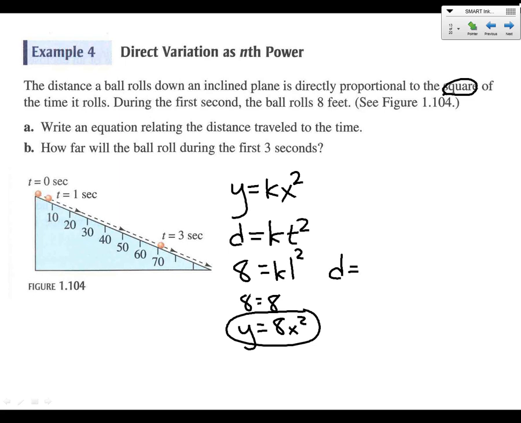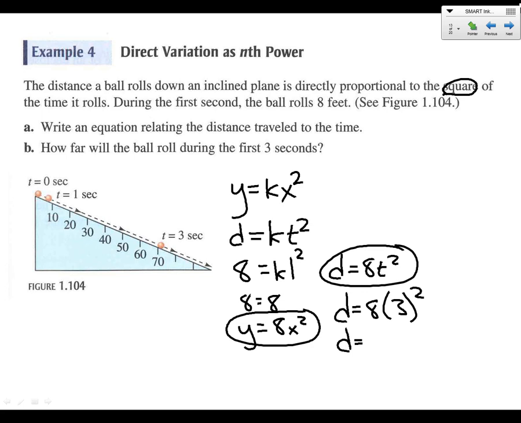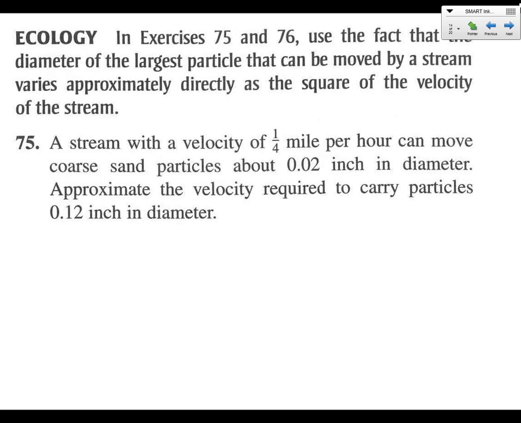We should be using d and t. 8t squared is our formula. Let's go ahead and plug in 3 for t. 3 squared is 9. 8 times 9 is 72. If we let that ball roll for 3 seconds, it's going to end up down here at 72 feet. Let's see if you can do it for problem 75.